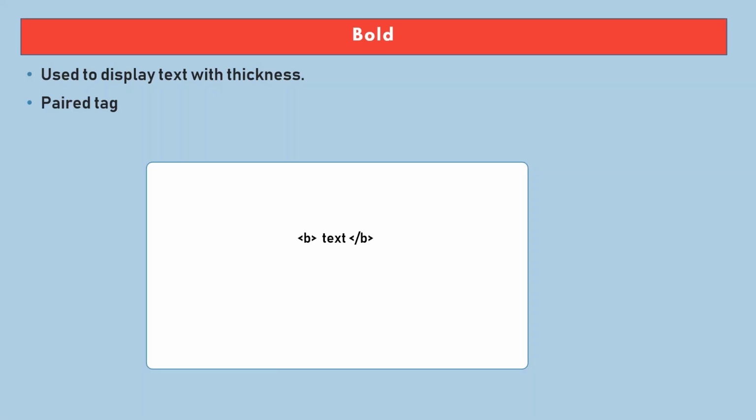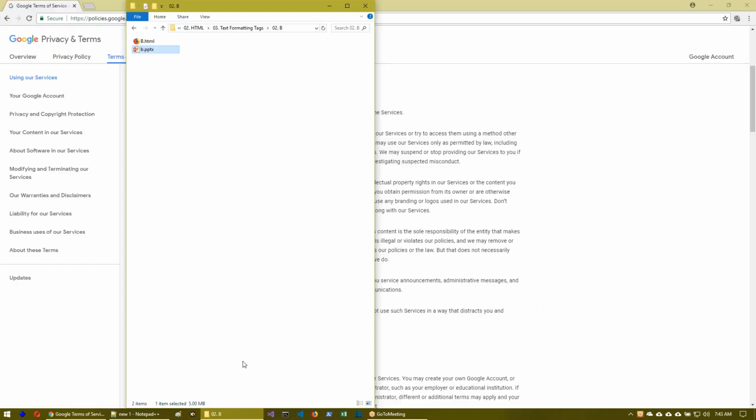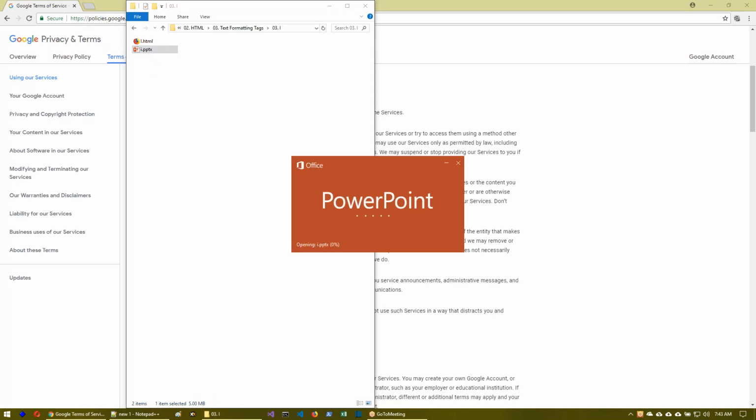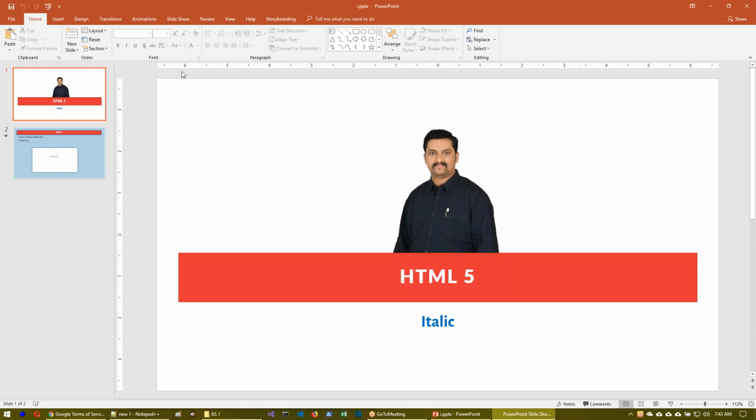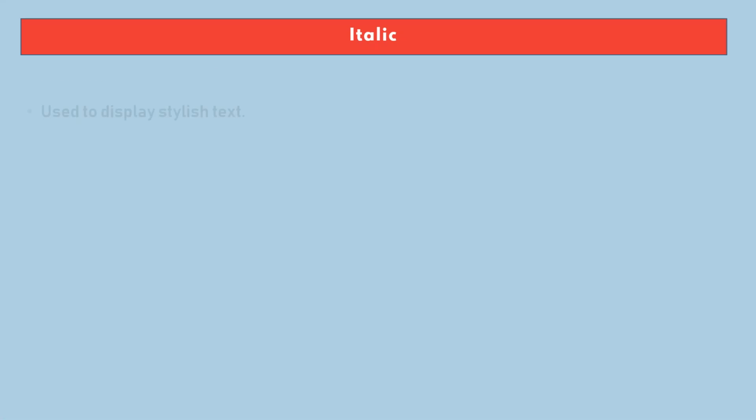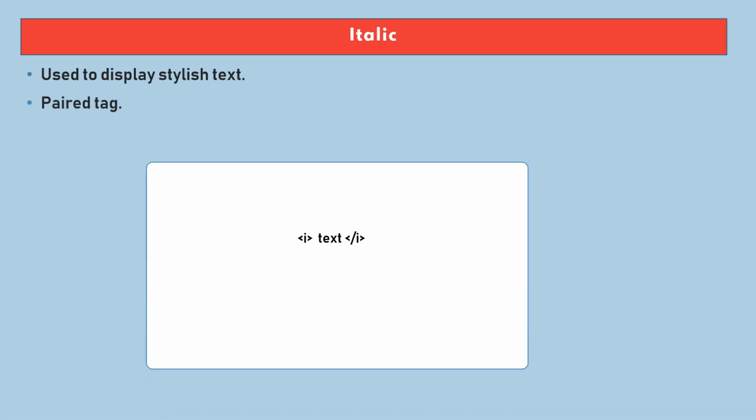Next, we have italic. Suppose you want to display the text stylishly, in a cross format, in a slash format, we have to go for italic. To apply italic, we have to go for the I tag, I for italic. Whichever text you want to display in italic, only that text will be italic here.